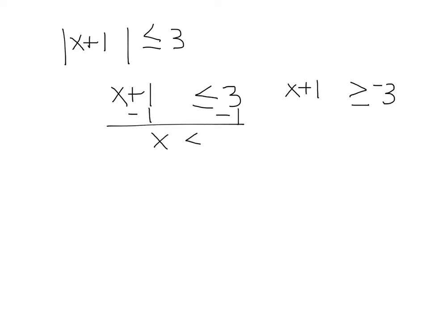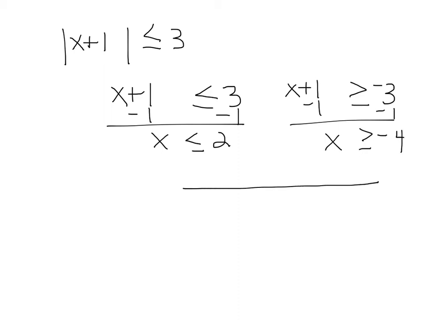X is less than or equal to 2, or x is greater than or equal to negative 4. When I go to graph these, first of all, the best thing to do, since negative 4 is less than or equal to x, which is less than or equal to 2, it's best to state it like that. We've got negative 4, we've got 2. Let's put it in here.